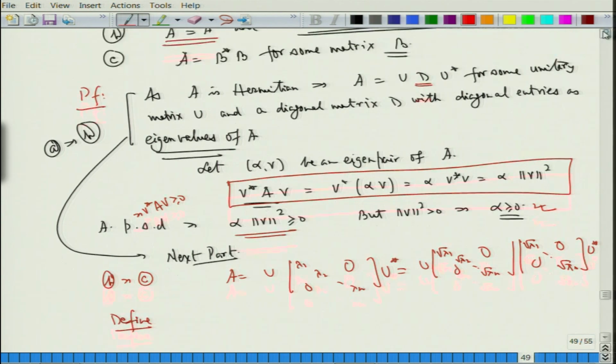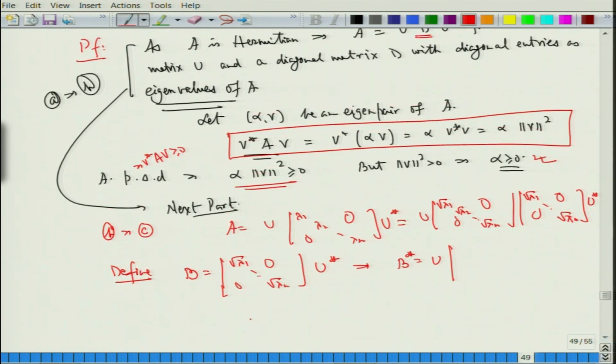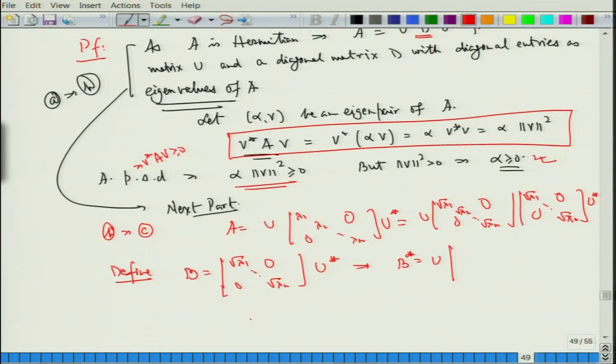I wanted to show A equals B star B, all right. So define B as the diagonal matrix of square root of lambda 1 till square root of lambda n, zeros elsewhere, times U star. This implies B star is equal to U star star, which is U, and the star of this diagonal matrix, which will remain the same. I have to take complex conjugate, but lambda is real and non-negative. So each lambda is non-negative, so the square root is a non-negative number, and therefore no complex number comes into play. So it will be just square root of lambda 1 till the square root of lambda n itself. Is that okay?